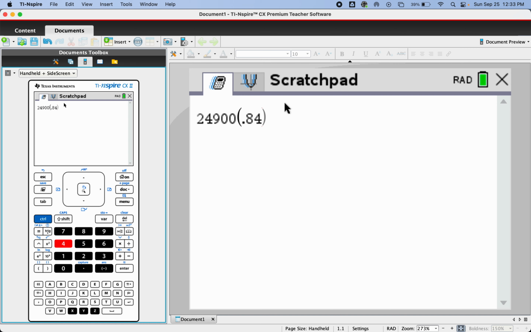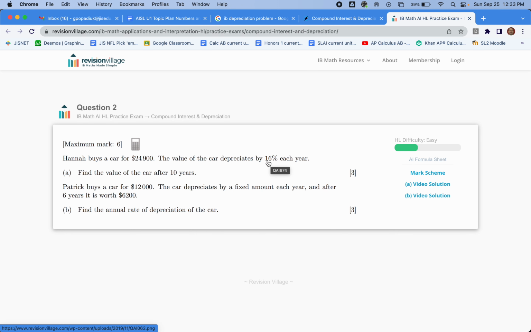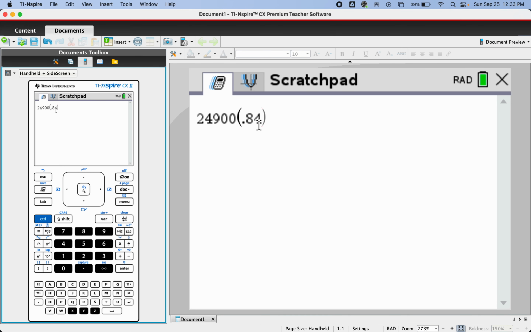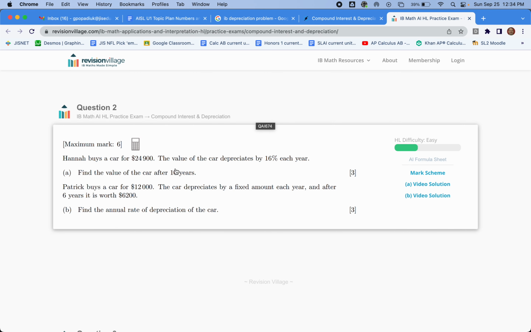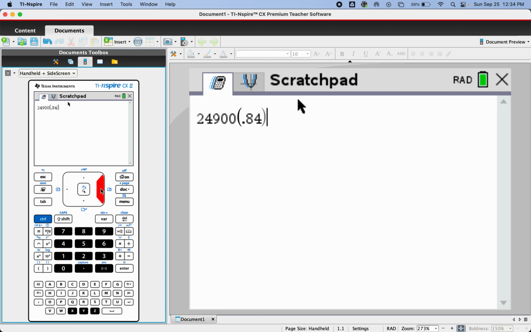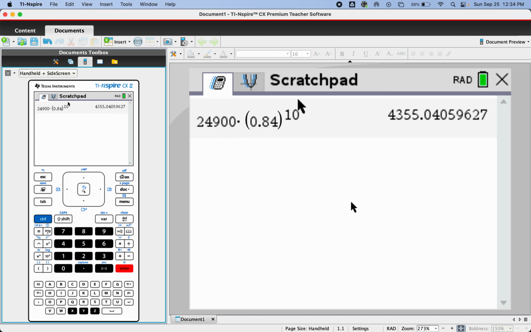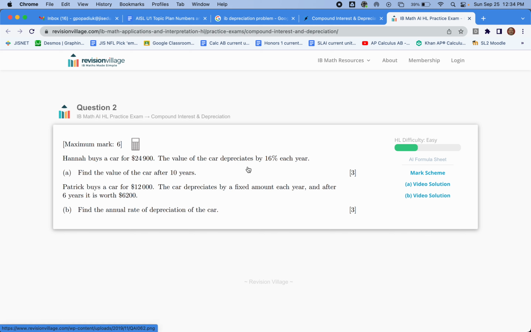This is the way I sort of think about it. If something is depreciating by 16% each year, it's retaining 84% of its value. This number is going to be less than 1 because it's going to lose value. So it retains 84% of its value every year. How much is it worth after 10 years? All we have to do now is raise this to the 10th power, and we get 4355.04. If we were doing 3 sig figs, we would say 4360, because this 5 would round to 4360. So that's one way to do it.